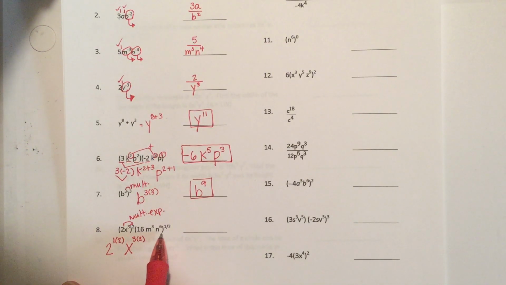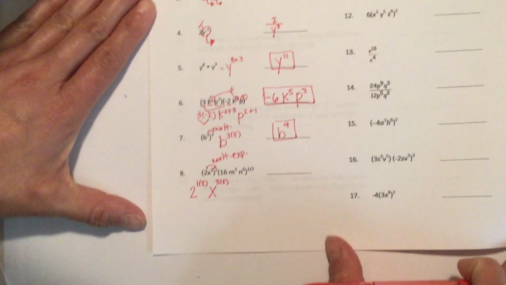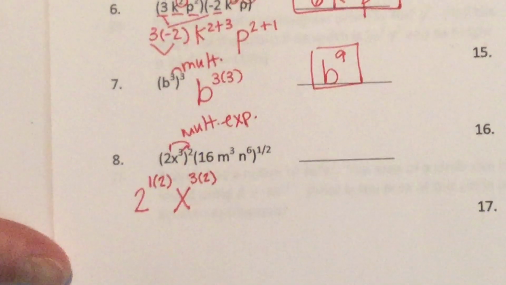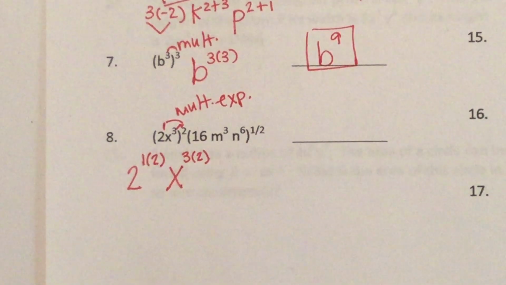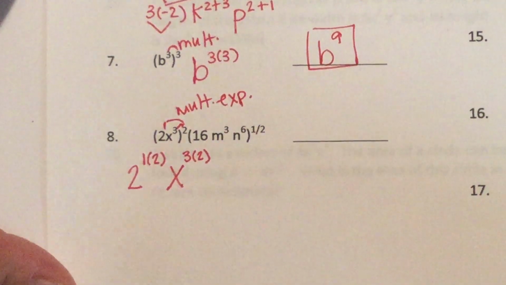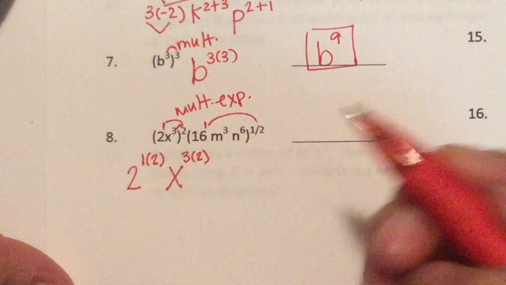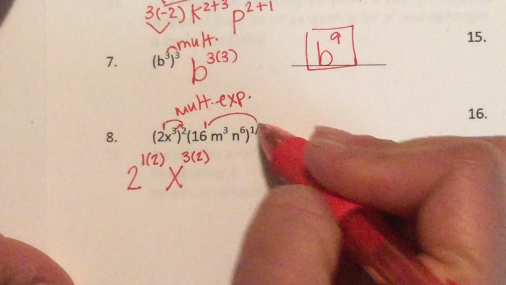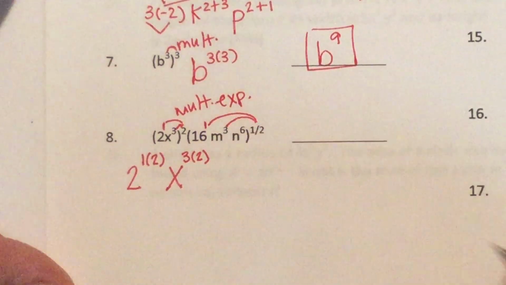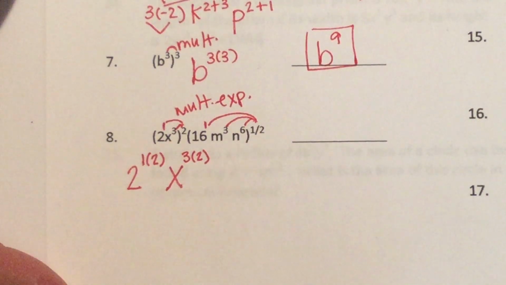The second piece also has another part on the outside of the parentheses. So when you look at this problem, number 8, you have to take each piece at a time. So now you're going to distribute the exponent of 1/2. You're going to distribute the exponent 1/2 to 16. So it's 1 times 1/2. You're going to distribute the exponent for 1/2 to 3 and distribute the exponent for 1/2 to 6.